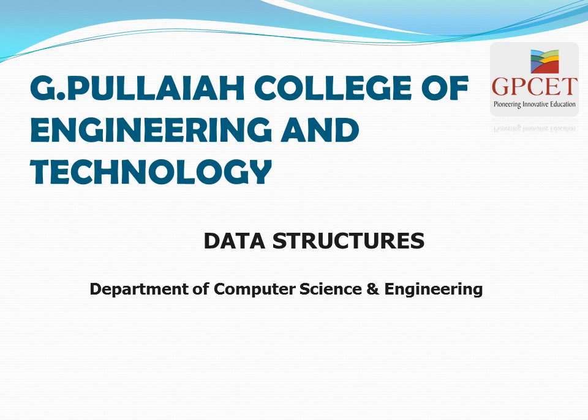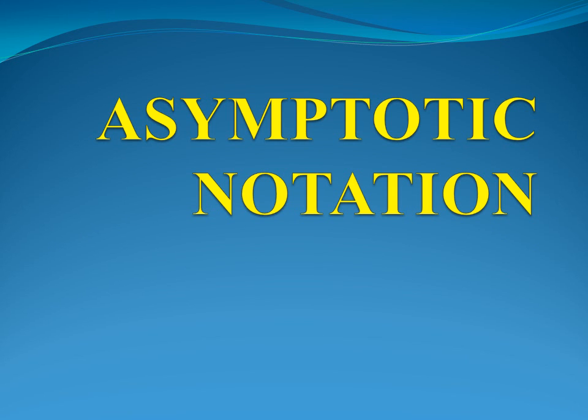Now I am going to give a presentation regarding the first unit of data structure. In this unit we are going to discuss three things. The first one is called asymptotic notation. The second one is arrays. The third one is linked list. So first I am going to give the demonstration regarding asymptotic notation.